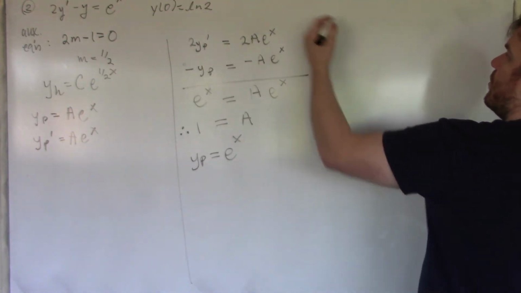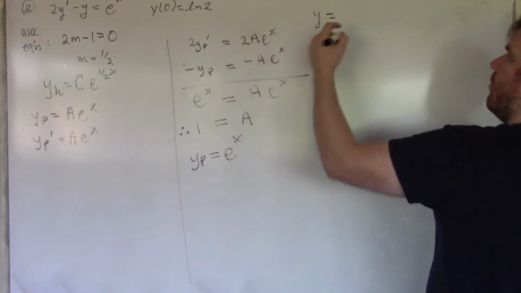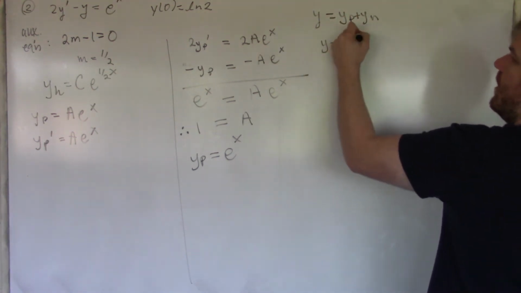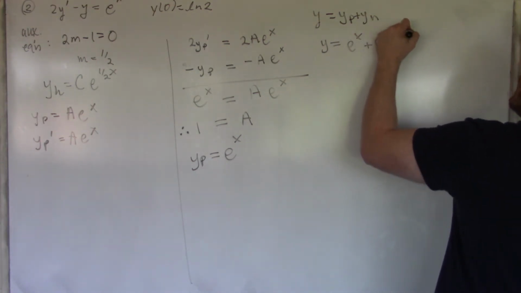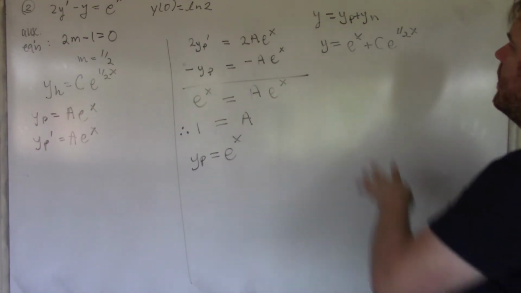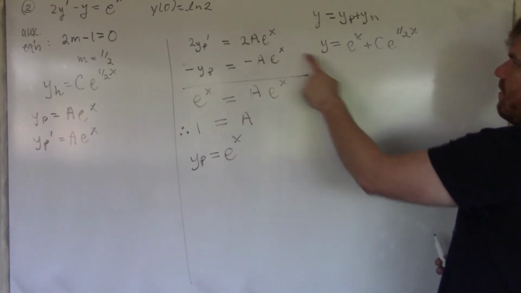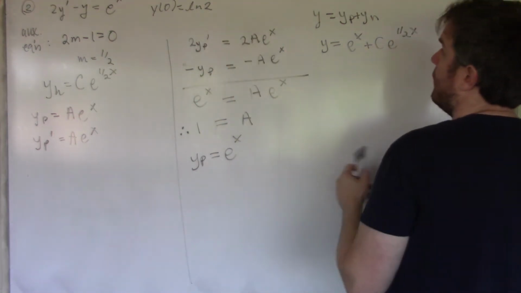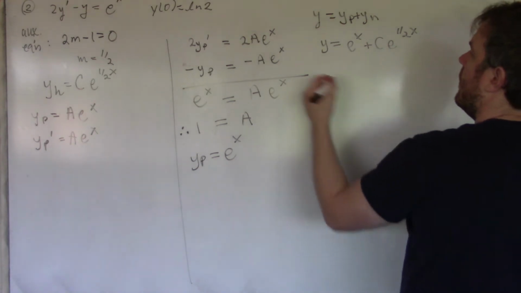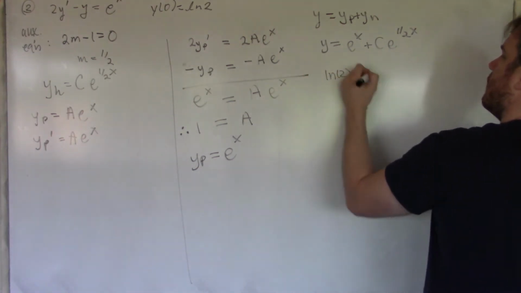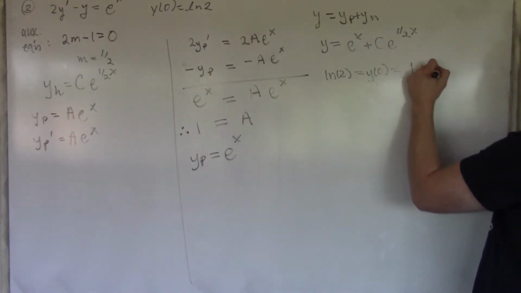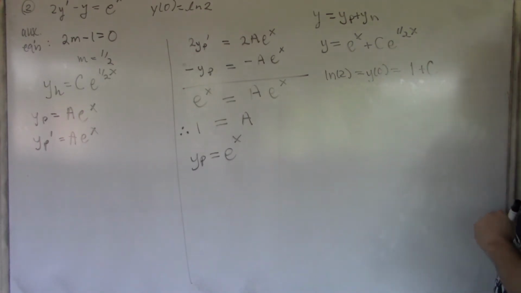So the general solution then is given by y equals yp plus yh, but I actually need to know what those things are. That's e to the x plus c e to the 1/2 x. Now, where does my initial condition come in? What's supposed to happen is if I plug in 0, I'm to get natural log of 2. So what I'm going to do is just use that information to solve for this parameter c. So natural log of 2 equals y of 0, but if I plug in 0 over here, I get 1 plus c times 1, so 1 plus c.